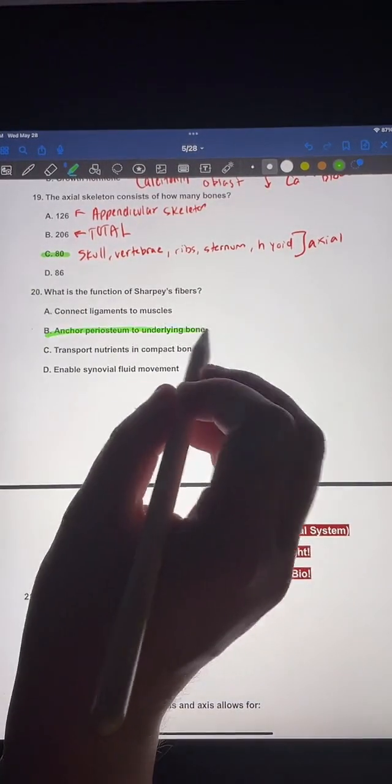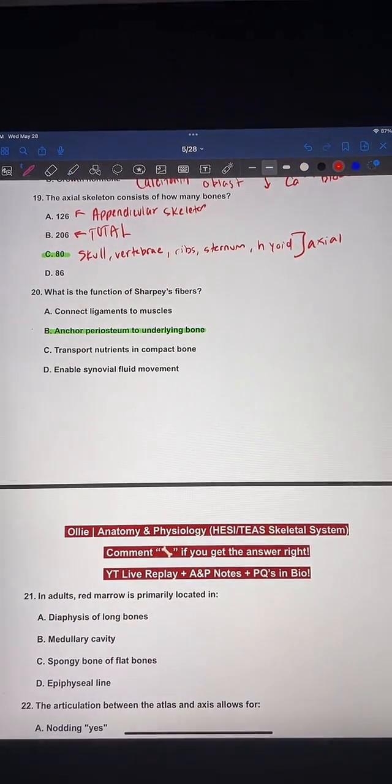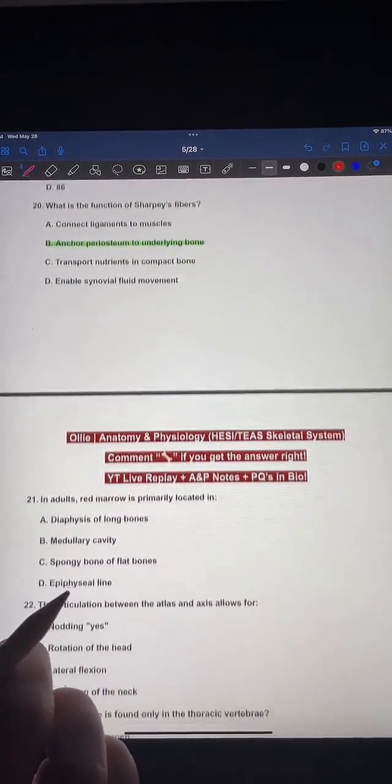The answer choice to number 20 is B. You're going to anchor the periosteum to underlying bone. So they secure the connective tissue to bone. Connecting the ligaments to bone, again, not their role. Transport nutrients, that's blood vessels. Nutrients are transported via the blood vessels. And enabling synovial fluid movement, that would not be related either.